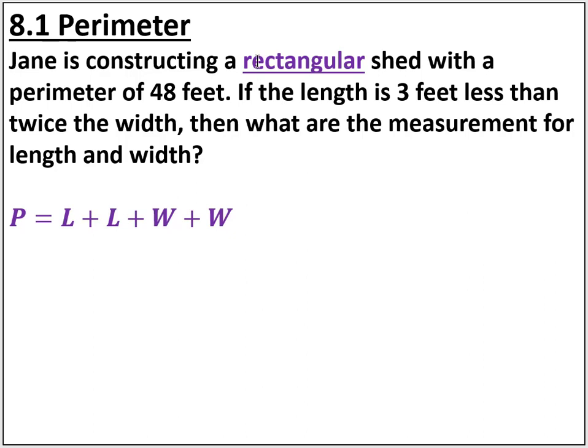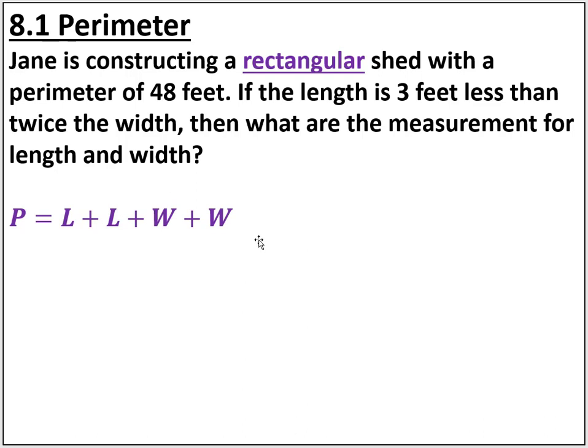So since it says rectangular shed, that rectangular gives a clue that this is the equation for perimeter, which is P equals L plus L plus W plus W. Now, as I stated before, you're free to use the two equations that I gave you before for perimeter of a rectangle. Now, for this example, I'm going to use the first equation. So we're going to use P equals L plus L plus W plus W.